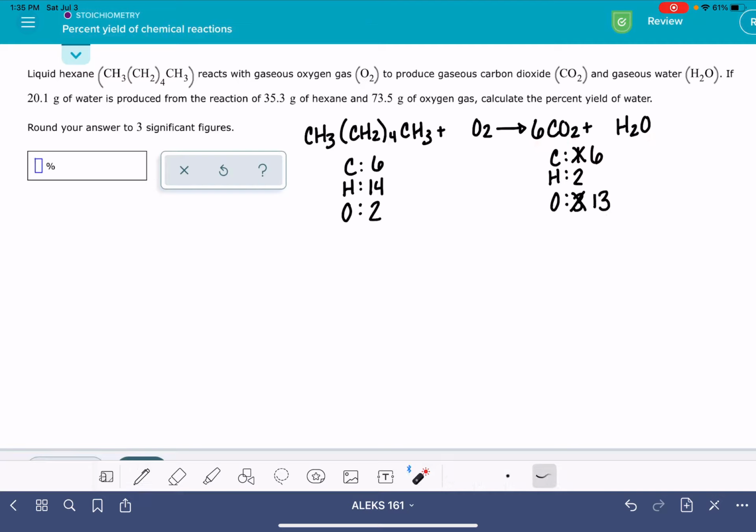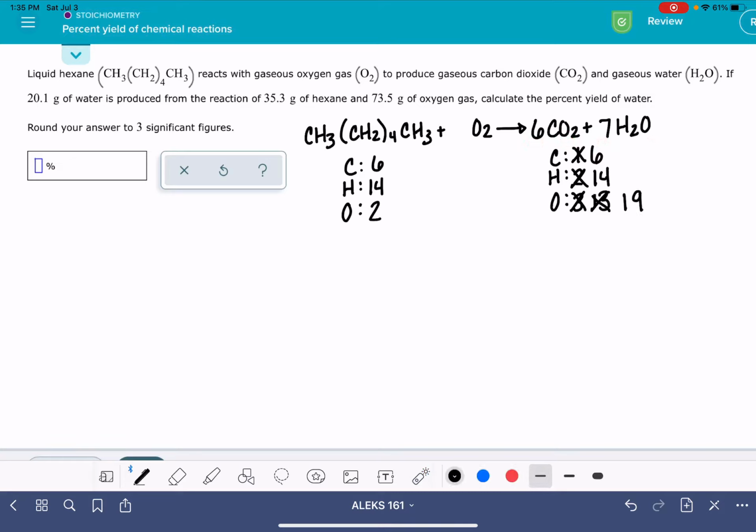Hydrogens are next. I have 14 on the left. I need 14 on the right. I'm going to put a 7 in front of the H2O. That's going to change my hydrogen atoms. 7 times 2 is 14. It also changes my oxygen atoms. So now I have 6 times 2 is 12, plus another 7, that's 19.